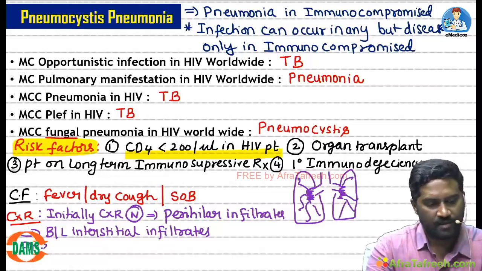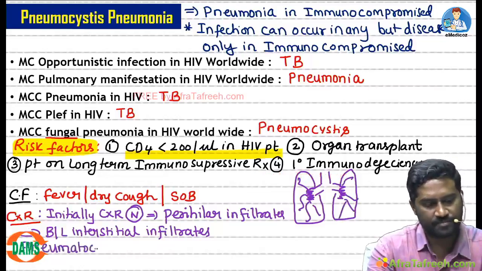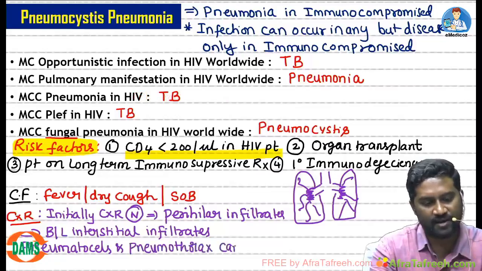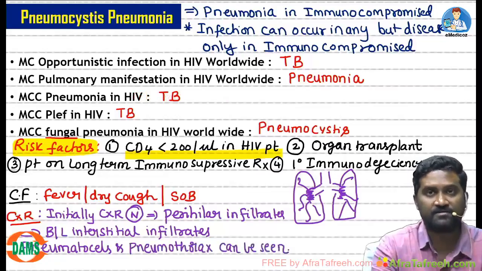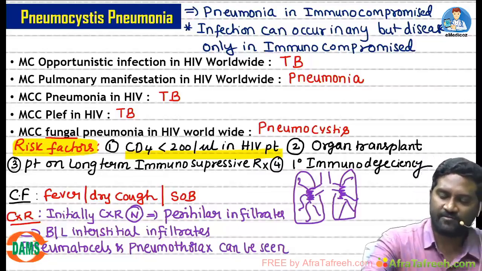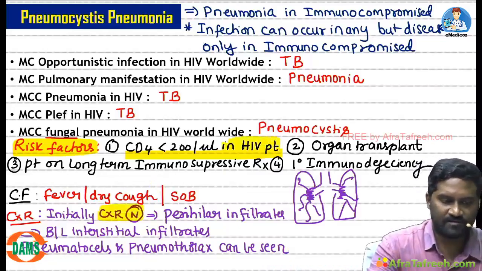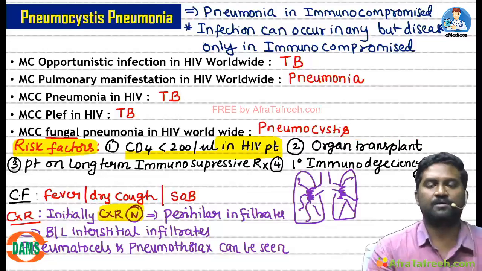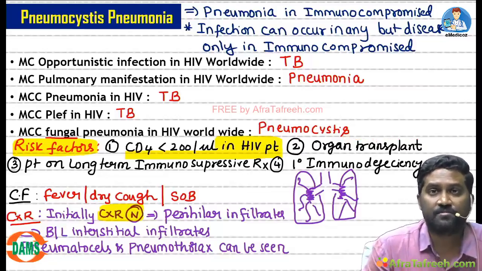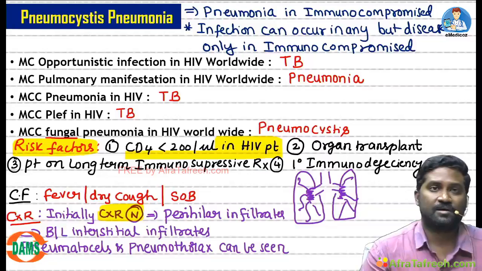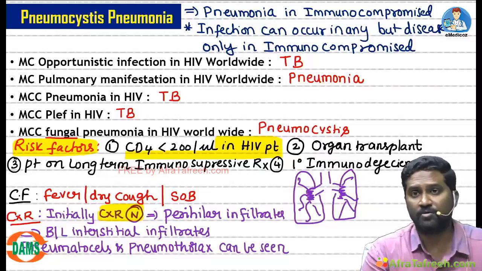Apart from this, pneumatoceles and pneumothorax can be seen. Previously asked question: a normal chest X-ray in an HIV patient can rule out Pneumocystis pneumonia. Is it a true statement or false statement? It is a false statement, because initially the chest X-ray can be normal. A normal chest X-ray cannot rule out Pneumocystis pneumonia in an HIV patient.